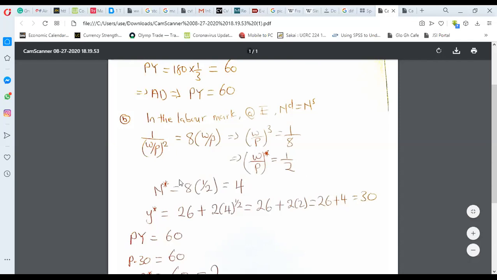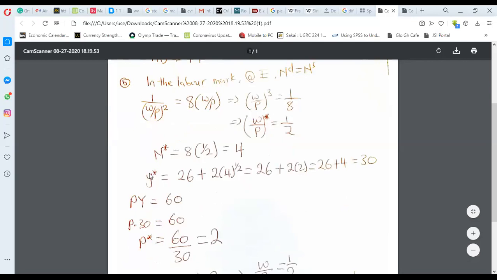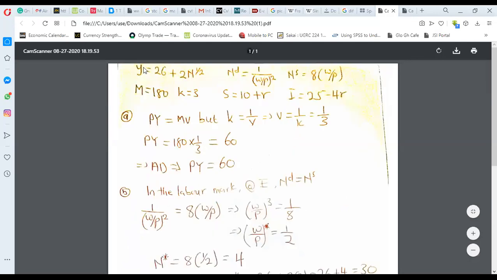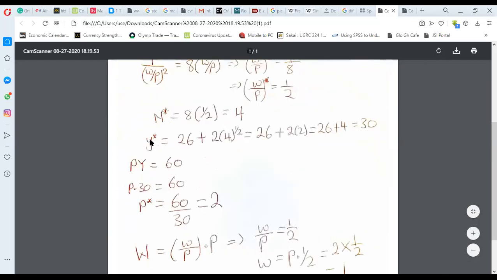So that's W over P. If you want to get your N star, you put your W over P into either ND or NS. You can choose to put your 1 over 2 here. But I just put it into the NS. You get N as 4. So this is your equilibrium N. Then we're to find real output, Y star. So just go back to Y. Where you see N, you put your 4 there. So Y star is equal to 26 plus 2 times 4 to the power half. So we are getting 30.